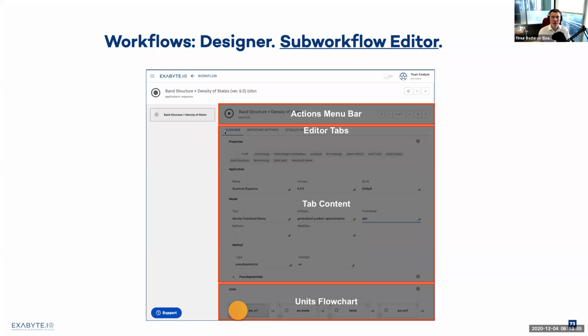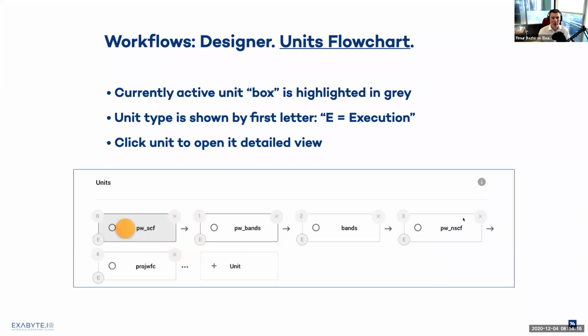Now, the sub workflow editor window contains multiple components inside itself: an action bar menu, the editor tabs, and units flowchart. And if you look at the units flowchart, that's where we can access the information about the sub workflow units. And here's how it looks when we zoom in.